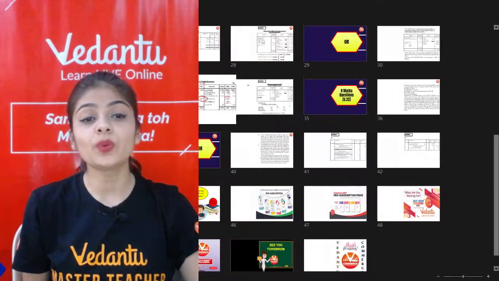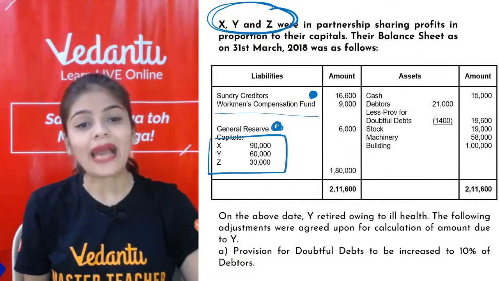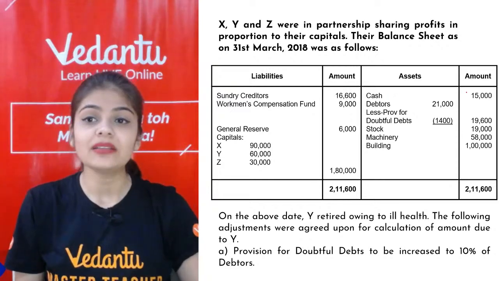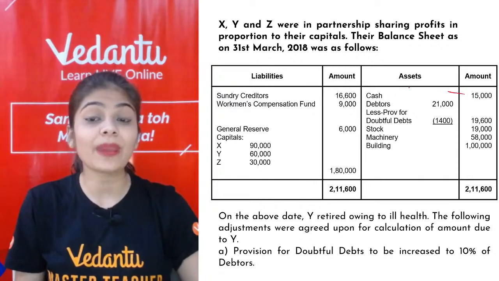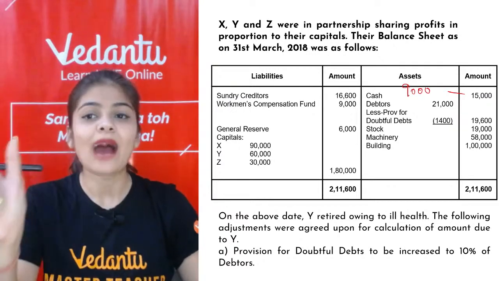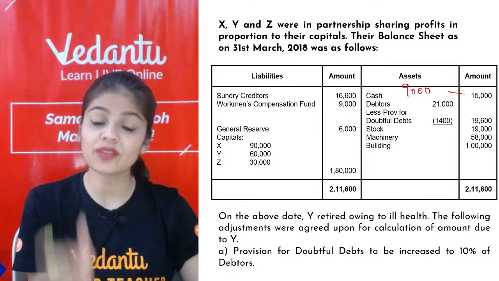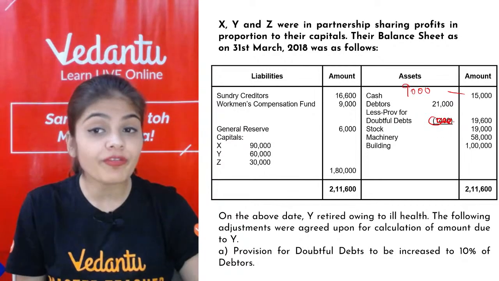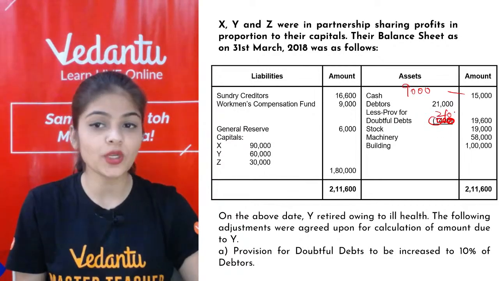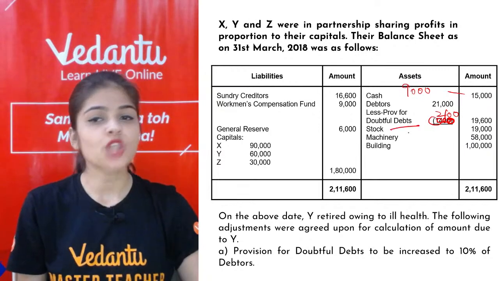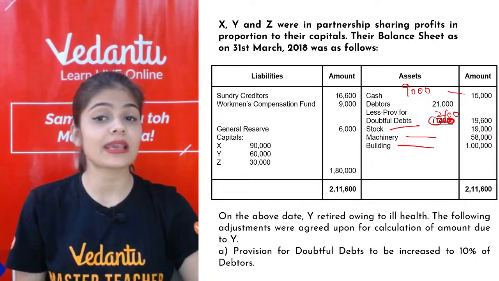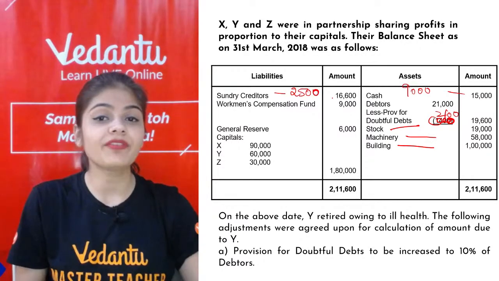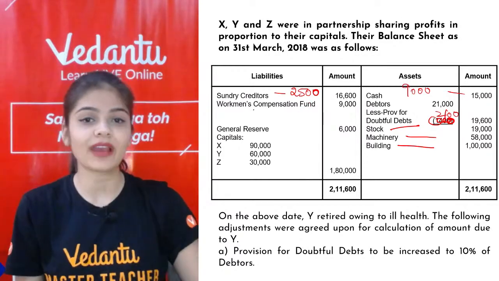Now after that, you will prepare the balance sheet. In the balance sheet, there are no more changes. Cash will not remain the same because we have paid 9,000 to the partner. Out of 15,000, you will subtract 9,000, which is paid to the retiring partner. From debtors, we will subtract the new provision of 2,100. Stock, machinery and building will remain the same. Creditors are decreased by 2,500, so you will subtract 2,500.